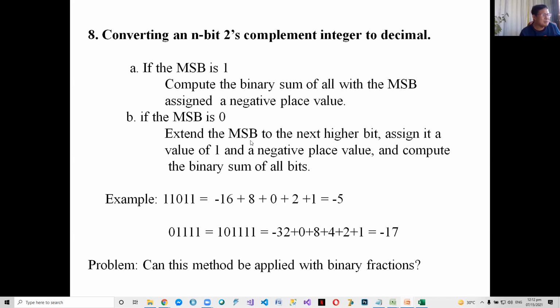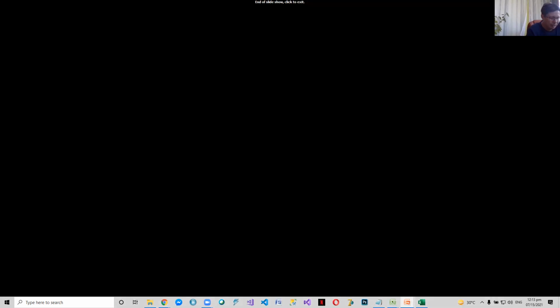Now, if the MSB is a 0, extend to the next higher bit. So 0 ito, what is the next higher bit? It's 1, 2, 4, 8, 16. The next higher bit is a 32. So mag-extend tayo ng isa. Negative 32 plus 0 plus 8 plus 4 plus 2 plus 1. That's a negative 17. Do you follow? I'm sorry.